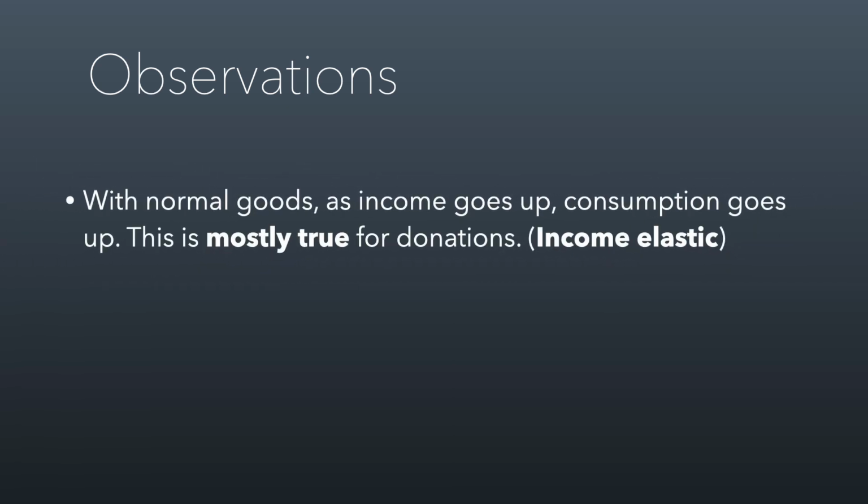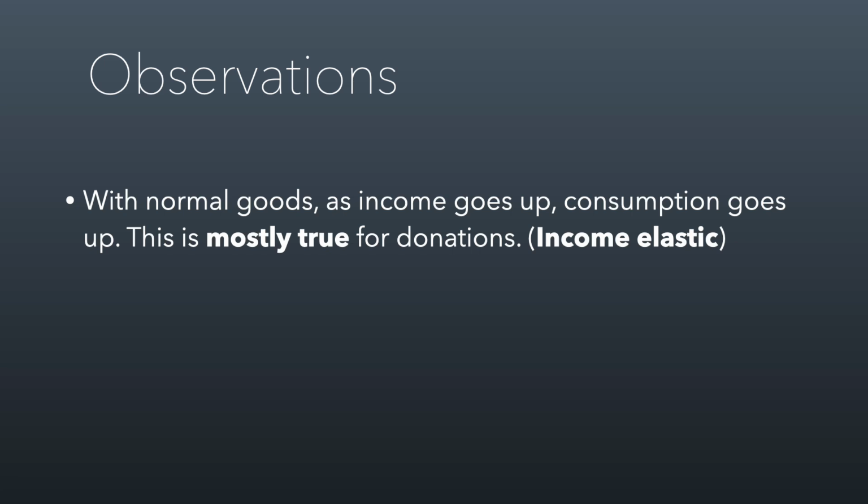Well, with normal goods, as income goes up, consumption goes up. You buy more of it if your income goes up, and that's mostly true for donations. There's actually kind of a funny U-shaped chart where the poorest people in America give a higher percentage of their income, and as you grow to like the middle section of wealth in America, people give slightly less. But then as their income goes up to the top 20%ers, the top 1%ers, then charitable giving goes way up.